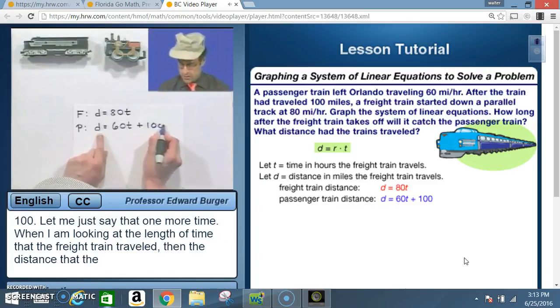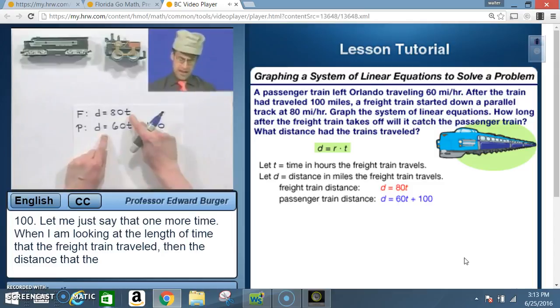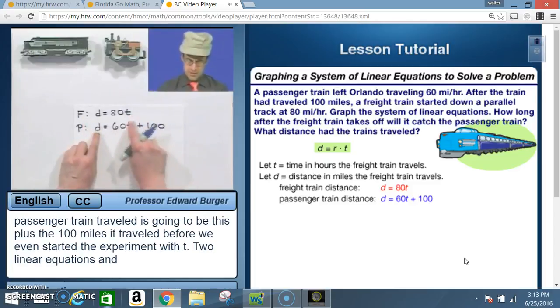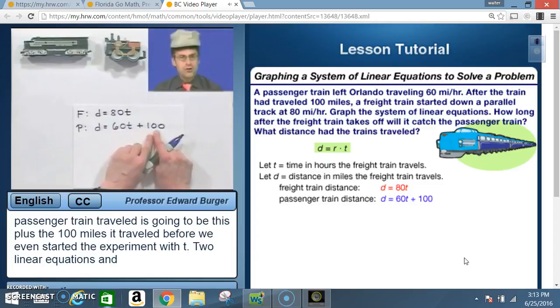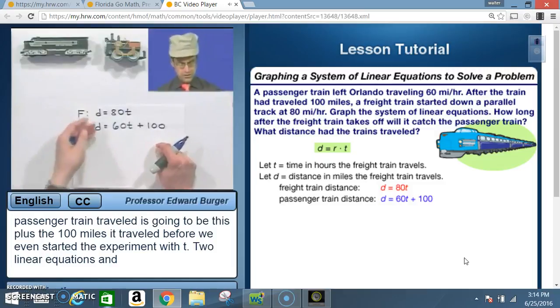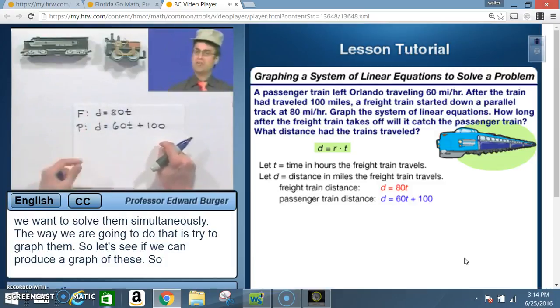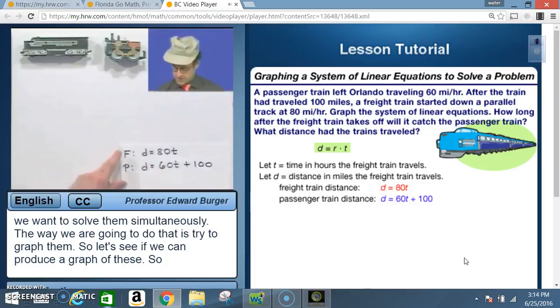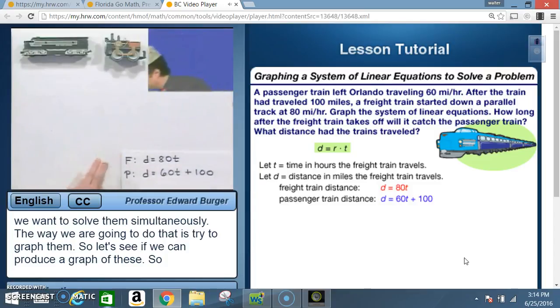Let me just say that one more time. When I'm looking at the length of time that the freight train traveled, then in fact the distance that the passenger train traveled is going to be this plus the 100 miles it traveled before we even started the experiment here with the t. Okay, 2 linear equations, and we want to solve them simultaneously. And the way we're going to do that is actually by trying to graph them. So let's see if we can produce a graph of these.